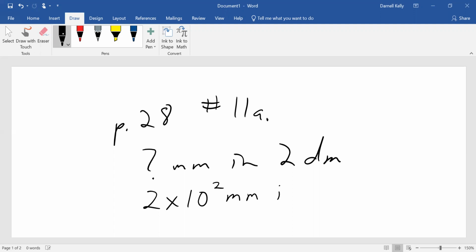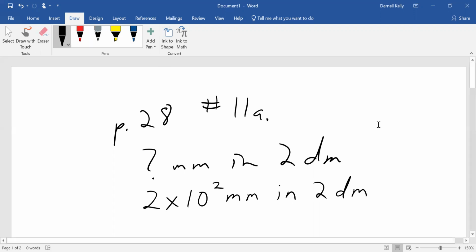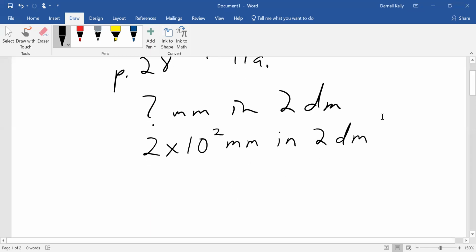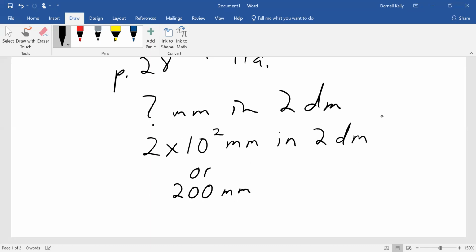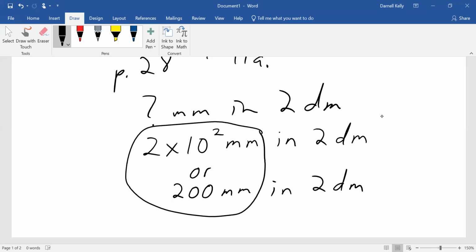millimeters in 2 decimeters. So we counted 2 powers of 10 to the right, therefore 2 times 10 to the second, or 200. 10 to the second, 100 times 2, 200 millimeters in 2 decimeters. So either way, you can express that using the power of 10 or just converting it to a number.